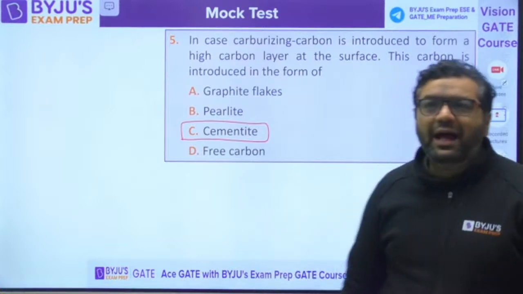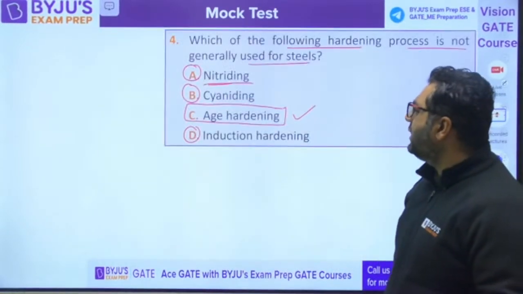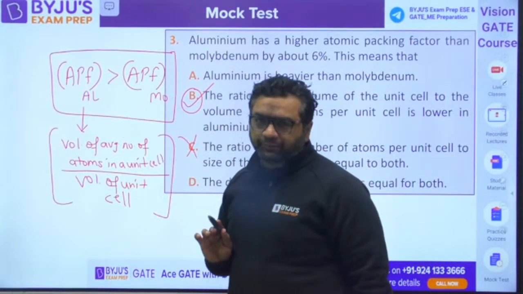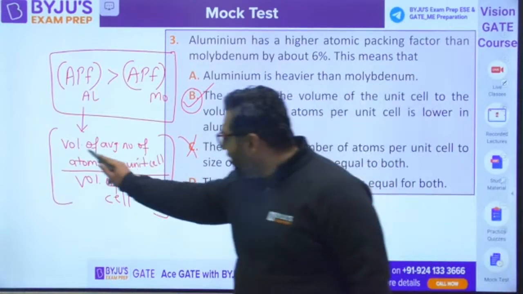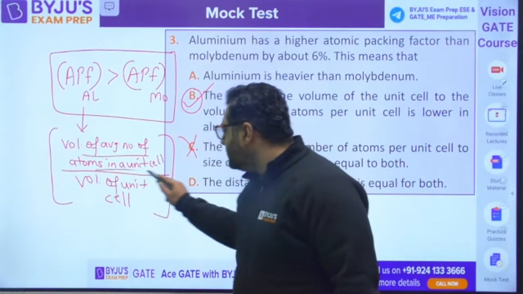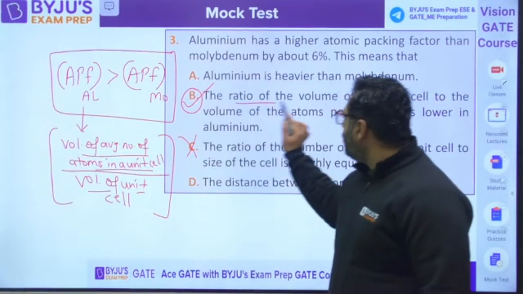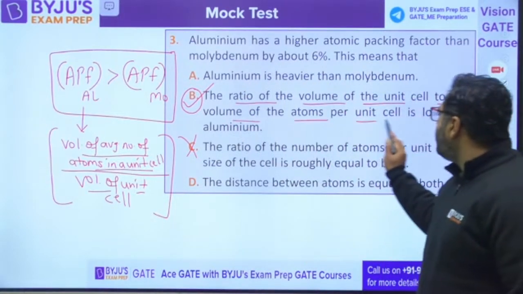So now, as Vamshi had some doubt in the previous question, I am once again telling you, this is saying APF of aluminium is more than APF of molybdenum. APF is the volume of the average number of atoms in the unit cell over the volume of the unit cell. So what he is saying is the ratio of the volume of the unit cell to the volume of the atoms per unit cell.